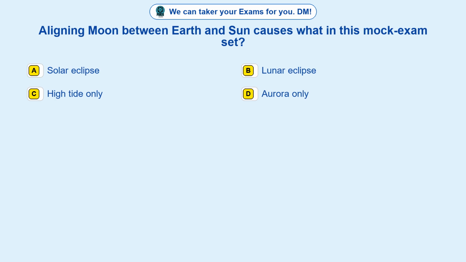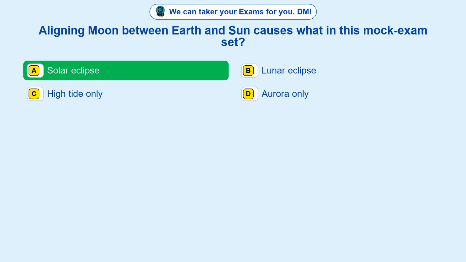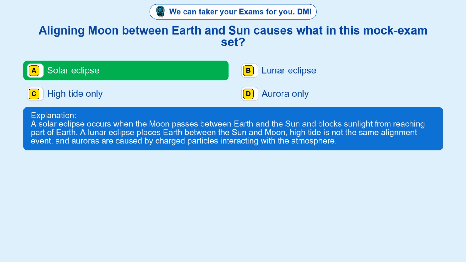Question 92. Aligning moon between Earth and Sun causes what in this mock exam set? Option A, solar eclipse. Option B, lunar eclipse. Option C, high tide only. Option D, aurora only. The correct answer is option A. Solar eclipse. A solar eclipse occurs when the moon passes between Earth and the Sun and blocks sunlight from reaching part of Earth. A lunar eclipse places Earth between the Sun and Moon. High tide is not the same alignment event, and auroras are caused by charged particles interacting with the atmosphere.